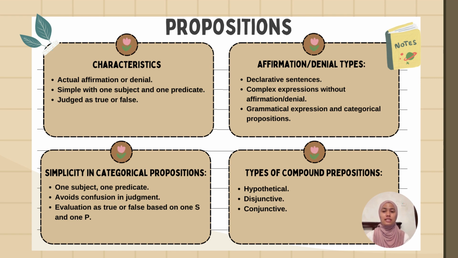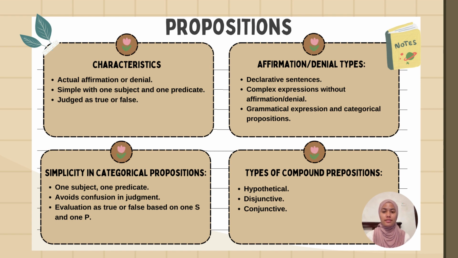Next, we move on to the simplicity in categorical proposition. There are three points on simplicity in categorical proposition. The first is one subject, one predicate only. Simplicity in categorical proposition is to avoid confusion in judgment. And the last is the evaluation as true or false based on one S and one P.